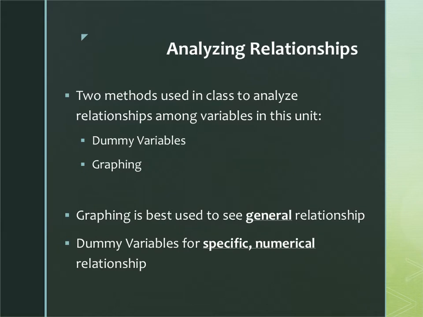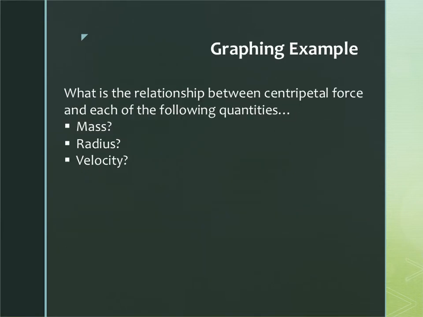Okay, it's just to get a look at the picture to help you describe if one is directly related or inversely related. Or the best shortcut is to just look at the equation. But sometimes these other methods might work. So let's start with the graphing example. What is the relationship between centripetal force and each of the following quantities? So we're going to use graphing to analyze the relationships between mass, radius, and velocity.